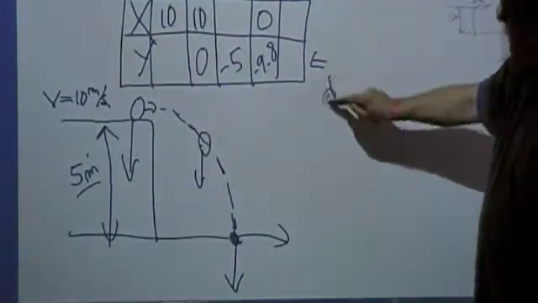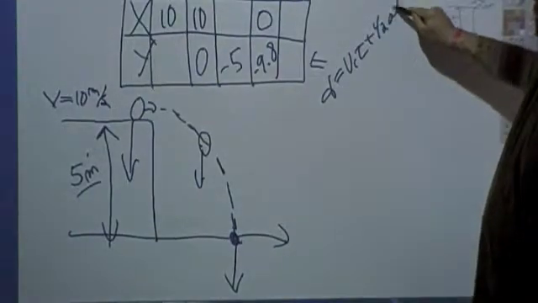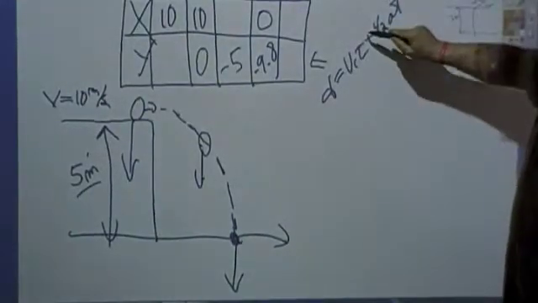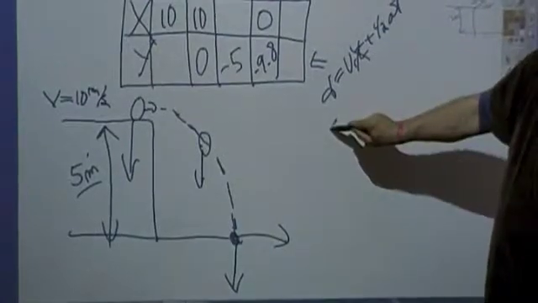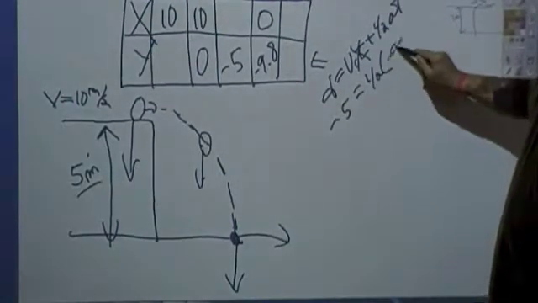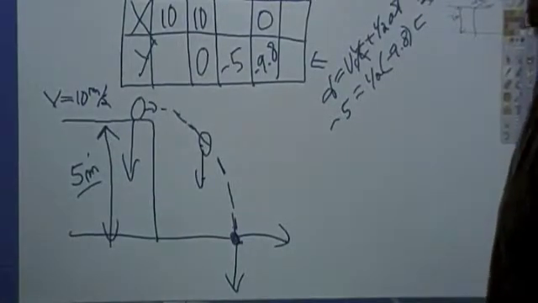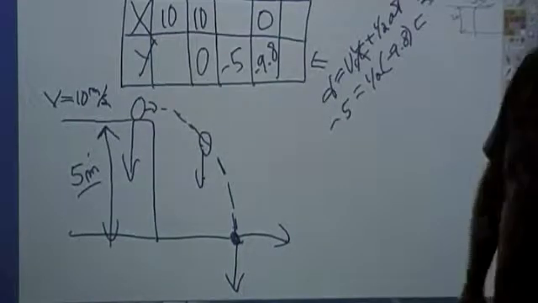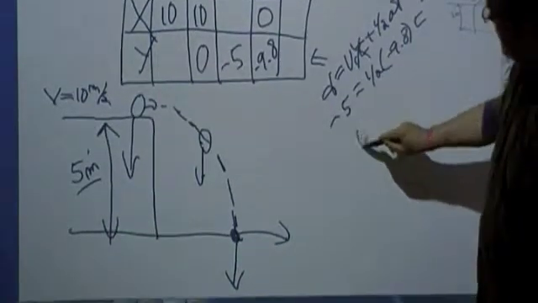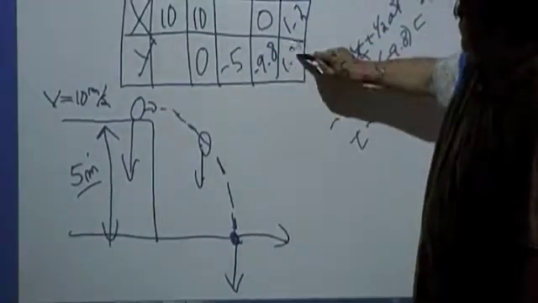d equals v_i t plus 1/2 a t squared. In the y direction, v_i is 0. Negative 5 equals 1/2 times negative 9.8 t squared. Someone do the math here, please. 5 divided by 4.9 is close to a second, isn't it? We like time, 1.2.